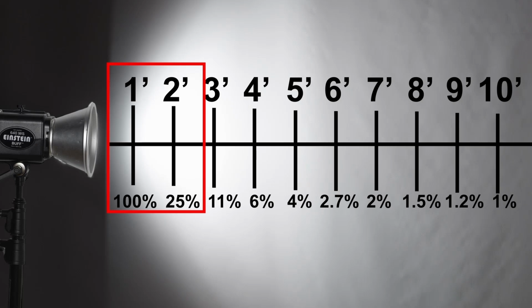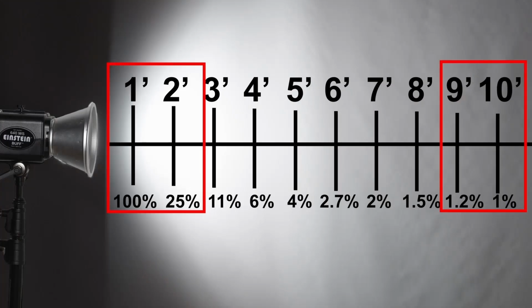What's important to note is how the fall off works at each distance. As we just saw, between 1 foot and 2 feet, the fall off is very fast. We lost that 75% of our intensity. However, between 9 feet and 10 feet, it's negligible.